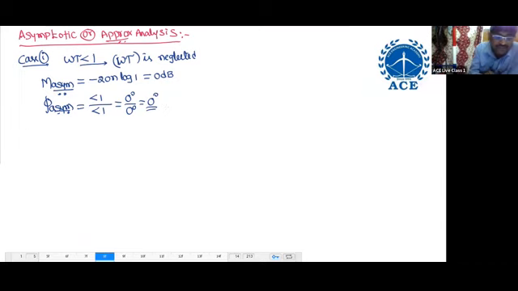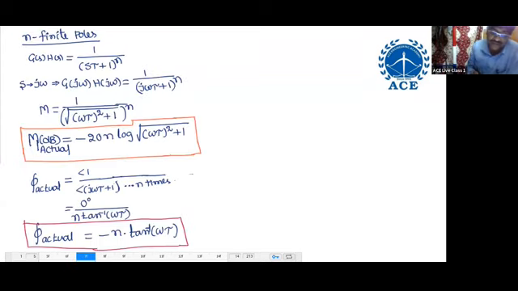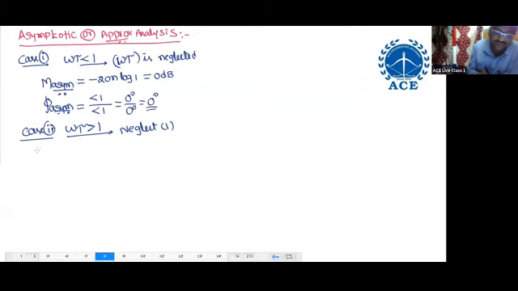Next, case 2. Omega tau greater than 1. Omega tau greater than 1 means neglect 1. If you neglect 1, what is M asymptotic? You neglect this 1. What is M asymptotic?